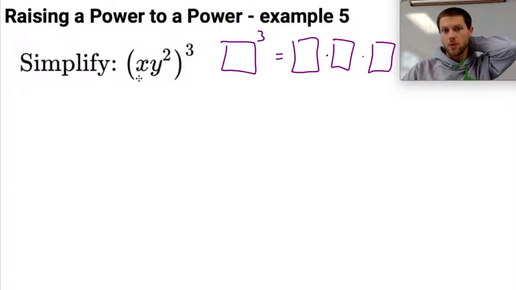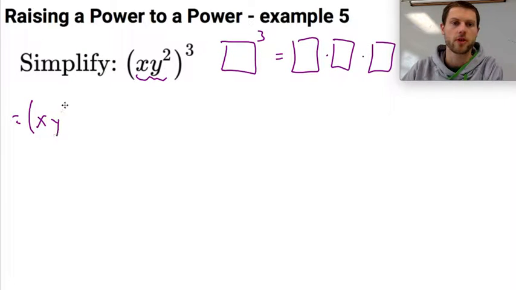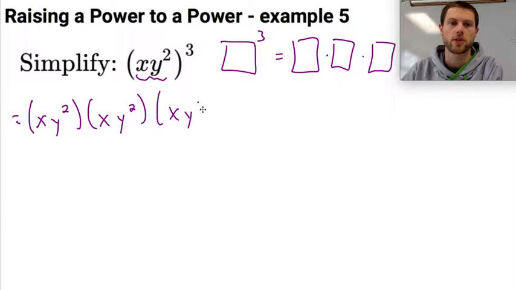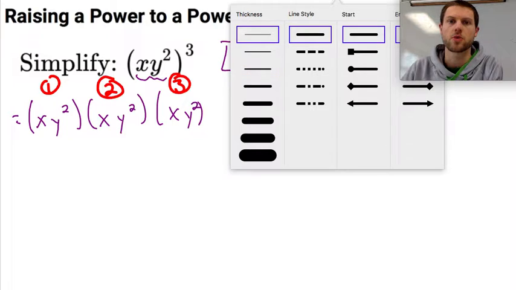So what I want to do then is take this whole term that's inside of these parentheses, and multiply by itself 3 times. So let's do that. This is going to equal xy squared times xy squared times xy squared. So here's 1, 2, 3. Next up, let's expand as we've done before.